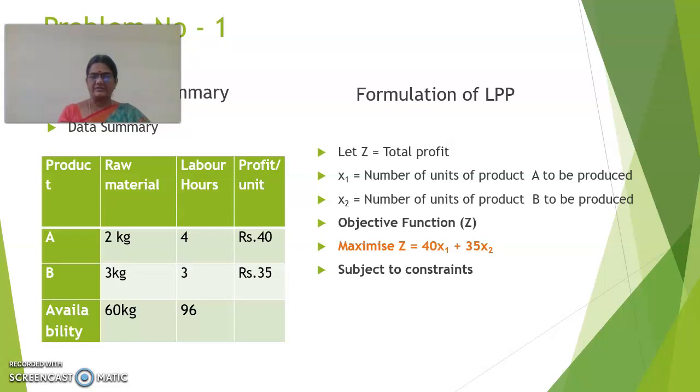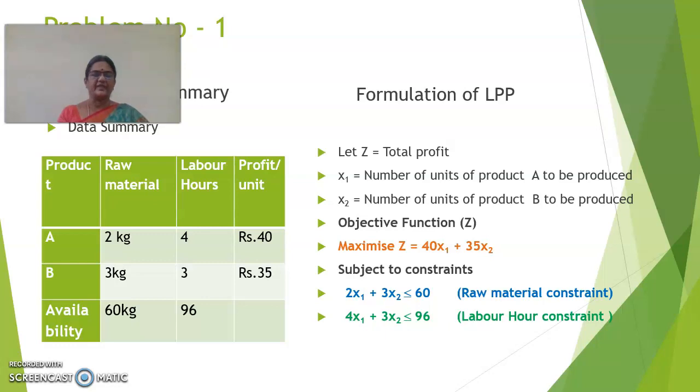Afterwards, subject to constraints, there are 2 constraints. The first one is 2x1 plus 3x2 less than or equal to 60. That is the raw material constraint. That is the total usage of raw material. It should be less than or equal to 60. Similarly, we can write the labor hour constraint: 4x1 plus 3x2 less than or equal to 96. And finally, we have to write the non-negative constraint, that is x1, x2 greater than or equal to 0. That implies that the number of units produced may not be negative.